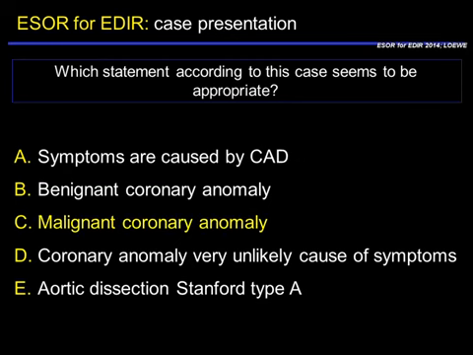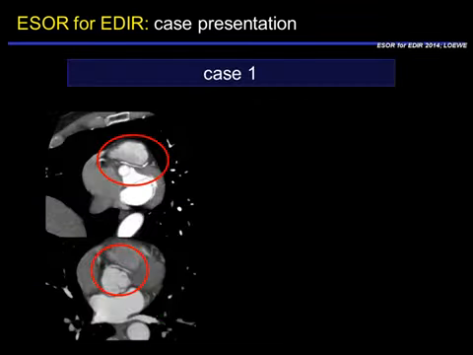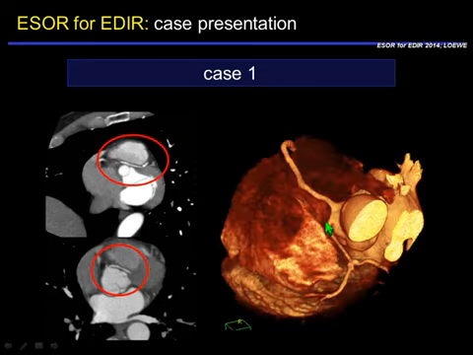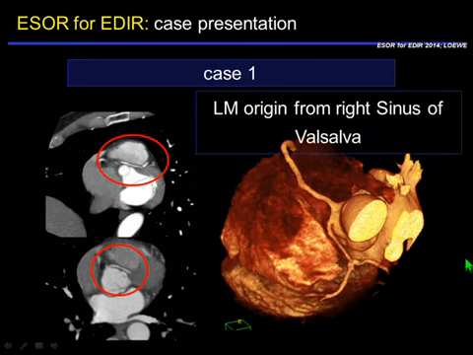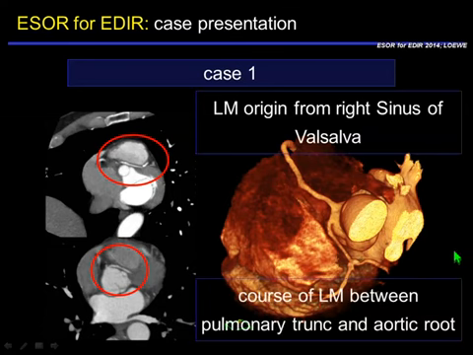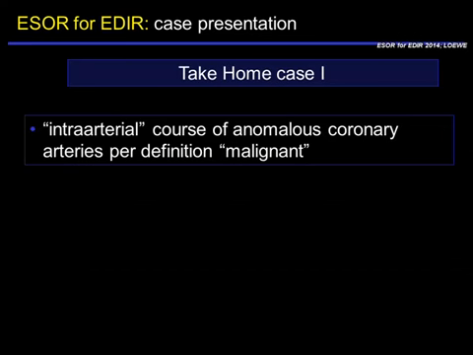Of course, in this case, we have a so-called malignant coronary anomaly. So we have this LAD coming from the right sinus of Valsalva, and with this intra-arterial course between the aortic root and the pulmonary trunk, nicely seen on the volume rendered image as well. And per definition, that's a malignant course of the left main, and there is the risk of pressure during exercise, and this could lead to arrhythmia or even to ischemia during exercise in this case.